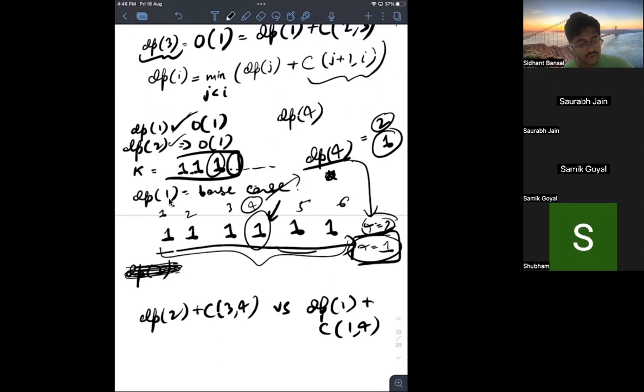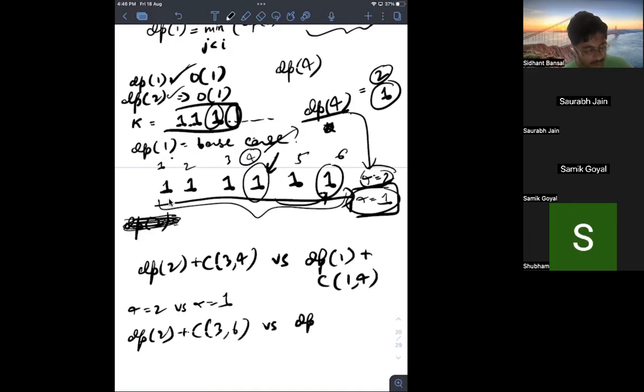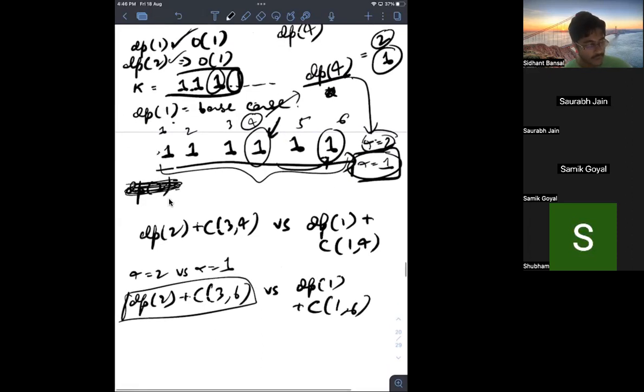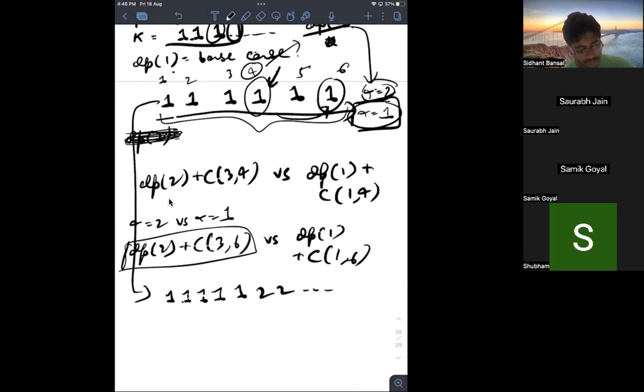And then I could binary search to the right. Maybe try it for 6. So for 6, if I'm trying alpha equal 2 versus alpha equal 1, what I'm basically trying is DP[2] plus cost 3, 6 versus DP[1] plus cost 1, 6. Which one is better? Maybe this guy is better in this case. Then you would update your K array to look like 1, 1, 1, 1 followed by 2s.